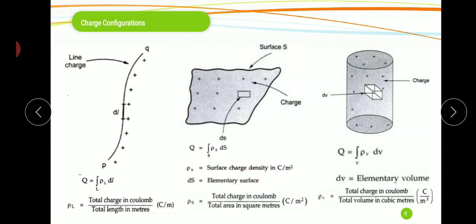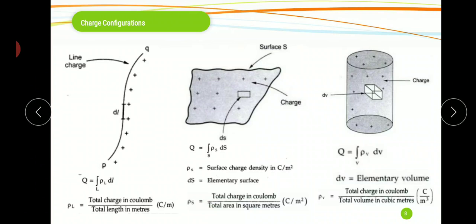Here a new term is introduced, that term is surface charge density. It is indicated by the letter rho s. So what about the rho s? Rho s is defined as total charge in a total area. So the units of rho s is coulomb per meter square. Because here the charge is common throughout all the configurations.